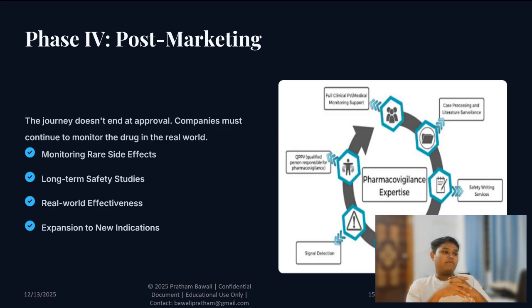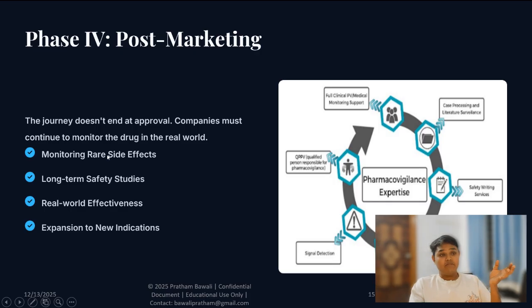So phase 4 is nothing but post-marketing. In post-marketing, the journey does not end at approval. Companies must continue to monitor the drug in the real world. We are monitoring rare side effects, long-term safety effects, real-world effectiveness, and expansions to new indications, where the drug basically evolves.